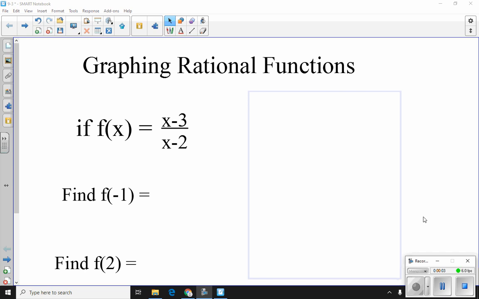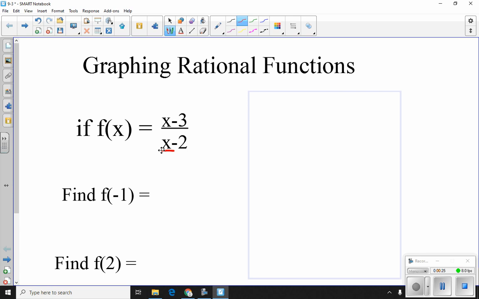Hello. Today we're going to be talking about rational functions and how to graph them. So, first of all, what makes it rational is if you have an x in the denominator. If you have an x in the denominator, that's what makes it rational. And so graphing these is not really going to be too much different than graphing any other function.